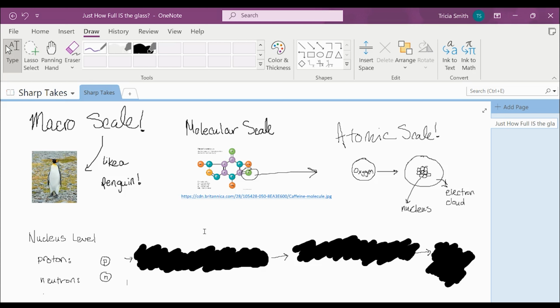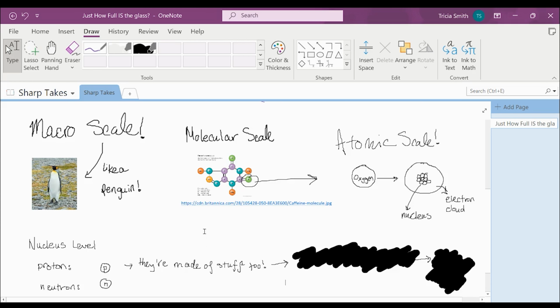The second acknowledges the nucleus as an amalgamation of protons and neutrons with volumes of nothing between them. It does not take into account any volume of nothing within the protons and neutrons themselves. This requires an understanding of the volume of the nucleus of the atoms in question, as well as the volume of the protons and neutrons themselves. Any isotopes will therefore have varying volumes of nothing. They're made of stuff too.